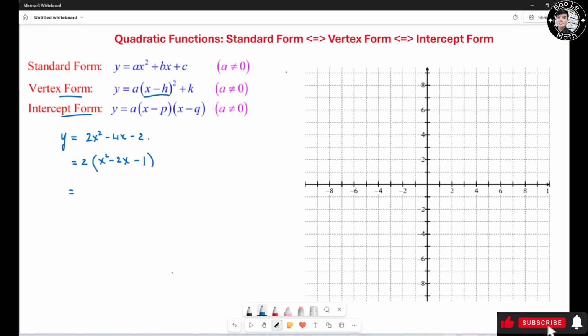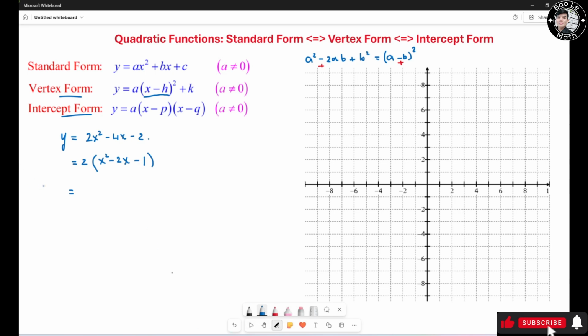Next, I need to make this a complete square. I know that a squared minus 2ab plus b squared is going to be equal to a minus b altogether squared. If you have the minus sign here, then the middle term has the minus sign. Keep that in mind. Looking at this one, in order to make a complete square, I need to add 1 and subtract 1.